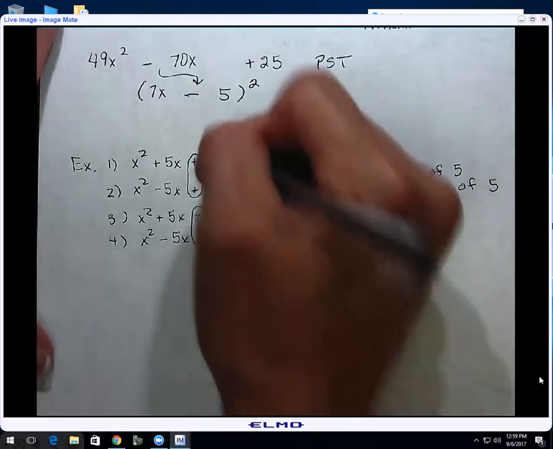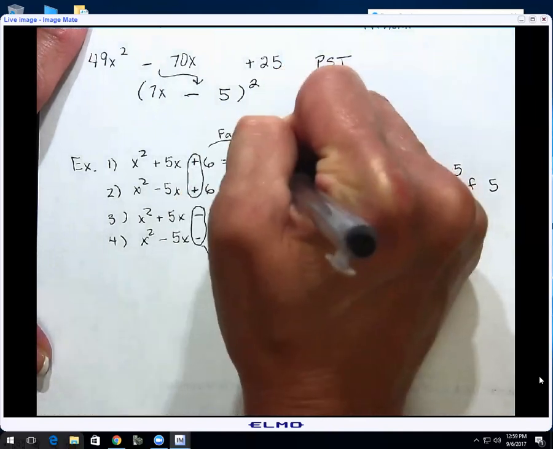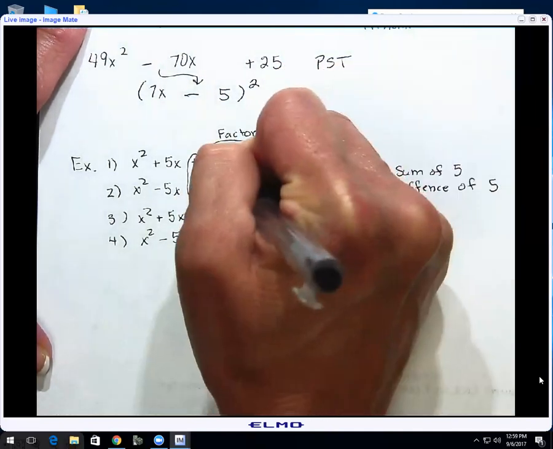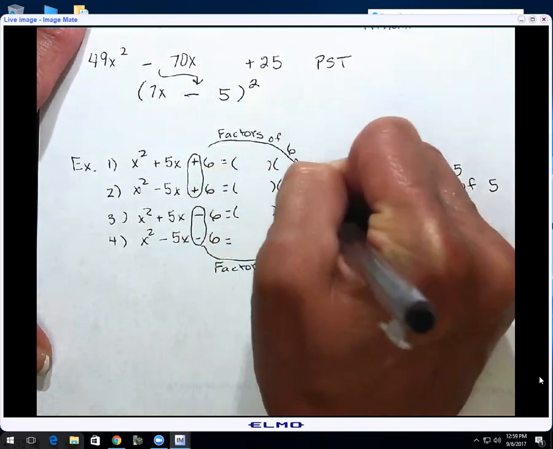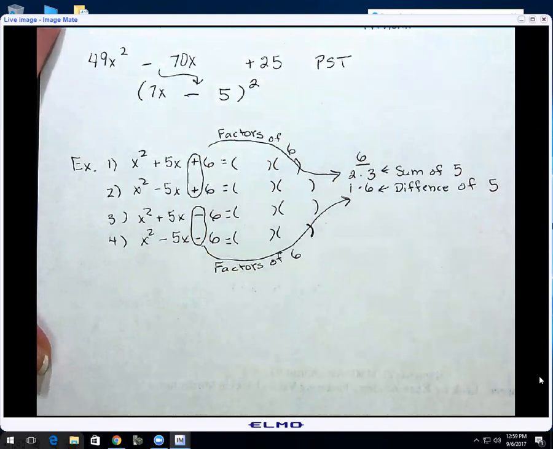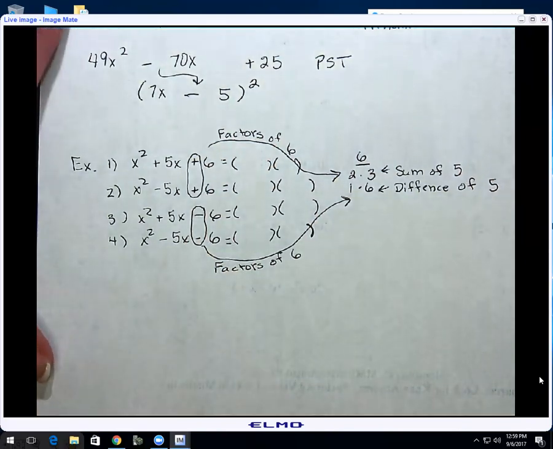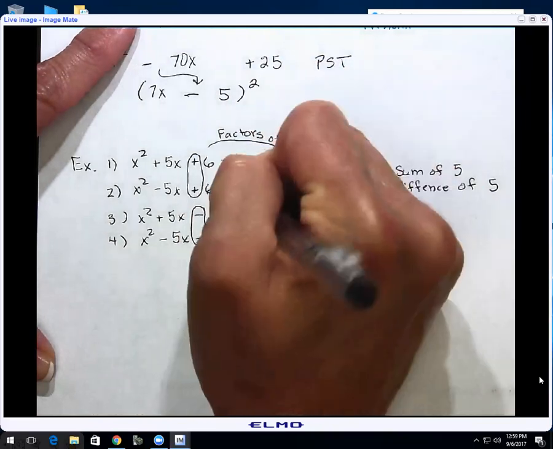All 4 of those, I know that when I factor them, I'm just going to get a binomial times a binomial. And I know for all 4 of them, the x squared is going to have to be factored x times x.